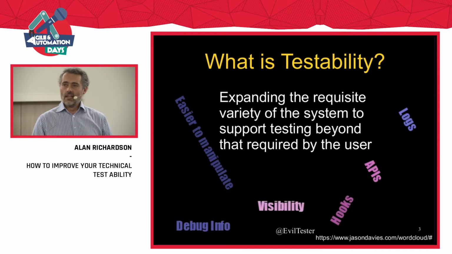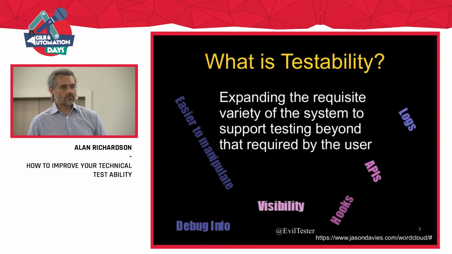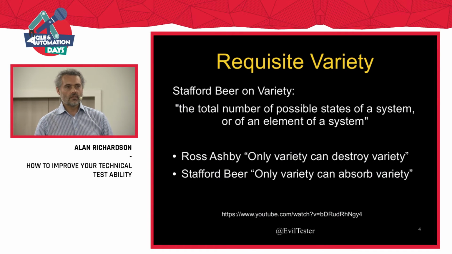So we need to have more visibility into the application. We need to see the logs a lot easier. We need to have hooks in so that we can automate the system. And we're changing the responses the system can have. And if you take anything away from this talk, what I'm hoping that you'll take away from it and investigate in more detail is the notion of requisite variety.